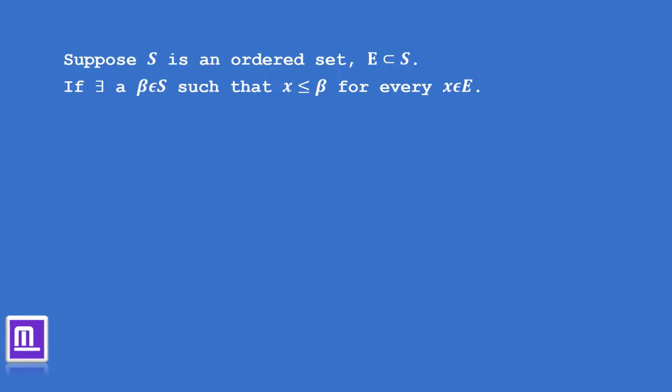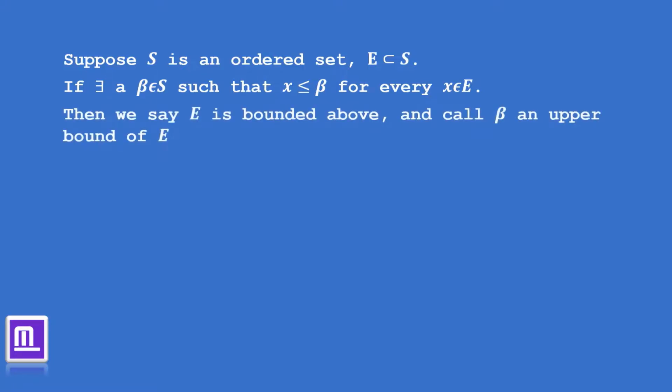So you can avoid the philosophical feeling or philosophical notion of equality. If there exists a beta belonging to S such that x is less than or equal to, that means x is related to beta, or x may be beta, for every x belonging to E, then we say E is bounded above.